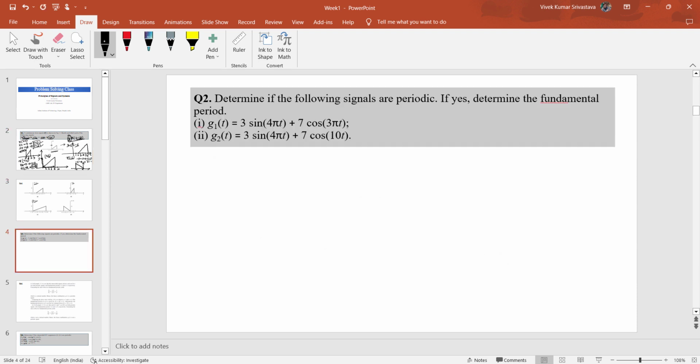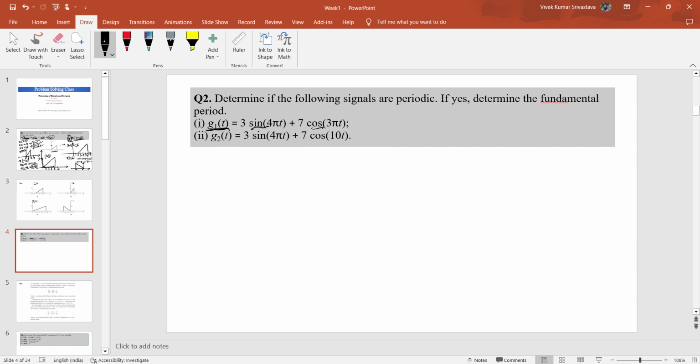So let us move ahead and see the next problem. Here is another problem which states: determine if the following signal is periodic. If yes, then we also have to determine the fundamental time period. As we all know, every sinusoidal signal is a periodic signal, meaning every sine and cos signal is periodic. But what happens when we sum up these two sinusoidal signals and make another signal?